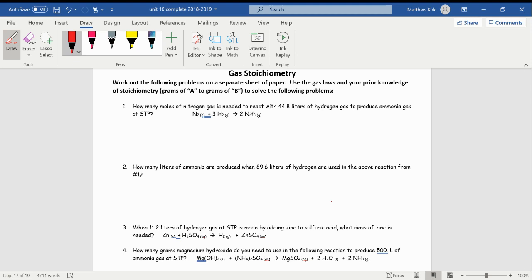What I want to tackle in this video is gas stoichiometry. Now this is, I believe, page 15 of your packet. And really quickly, let's just review what stoichiometry is and some key points.